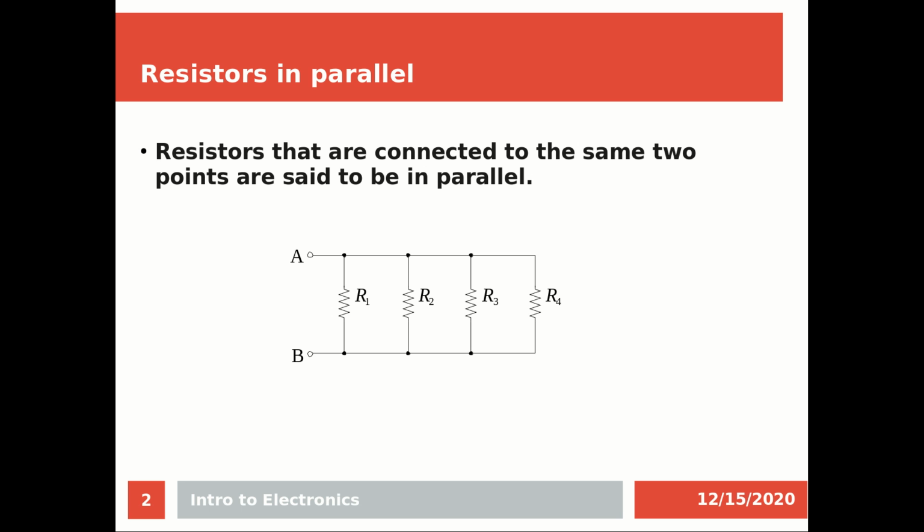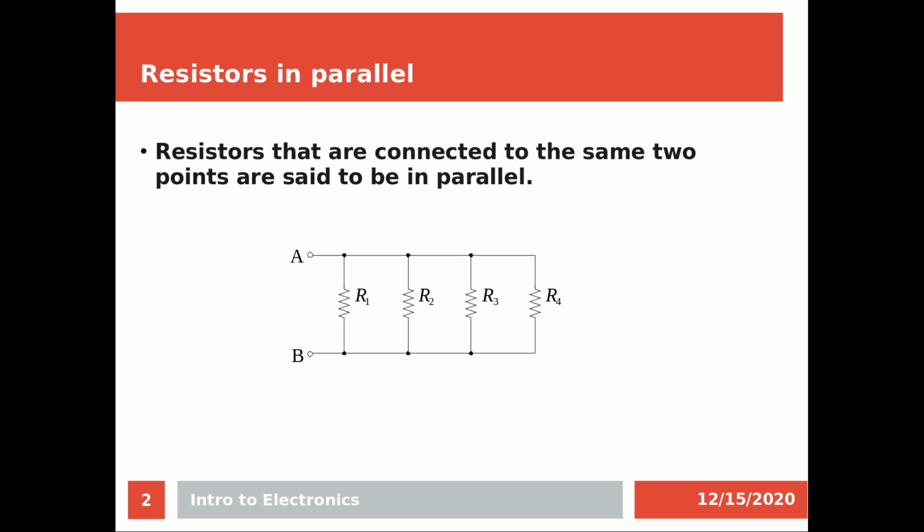Now, we have seen before what is the electrical circuit, what is resistance, what is the Ohm law, and finally, in the last lecture, we saw how the resistors come in series. So we saw series circuits. Now we will see the resistors in parallel.